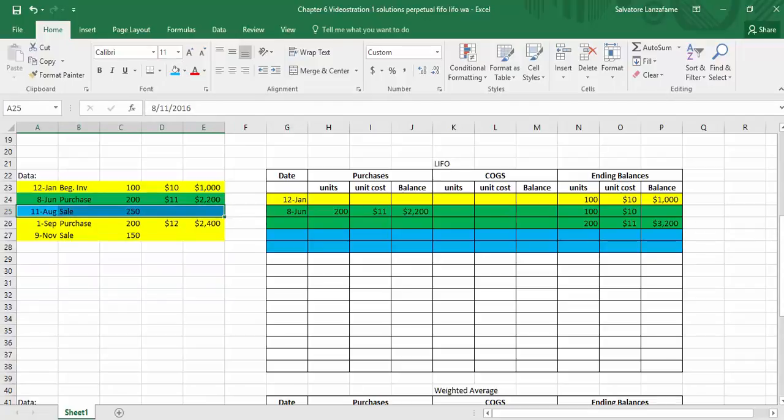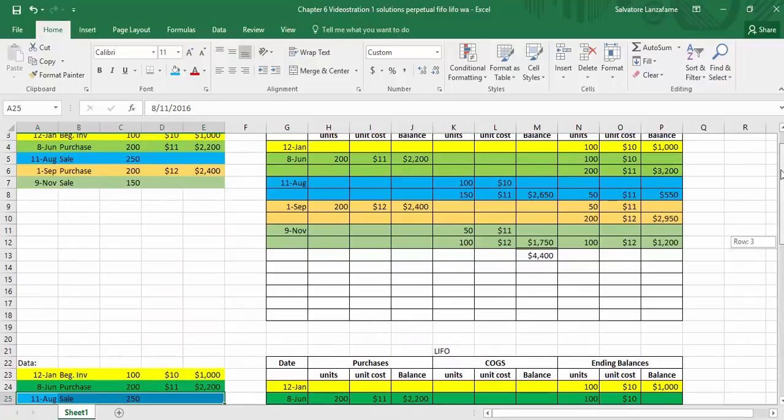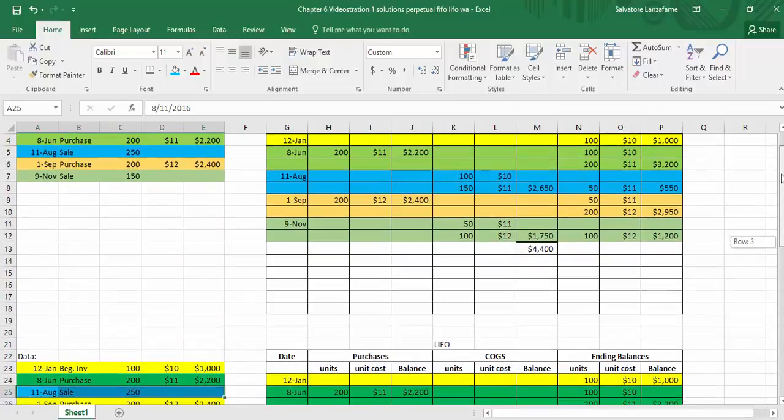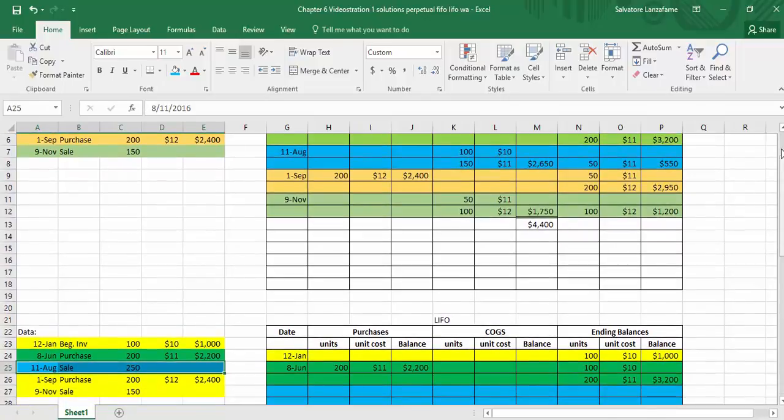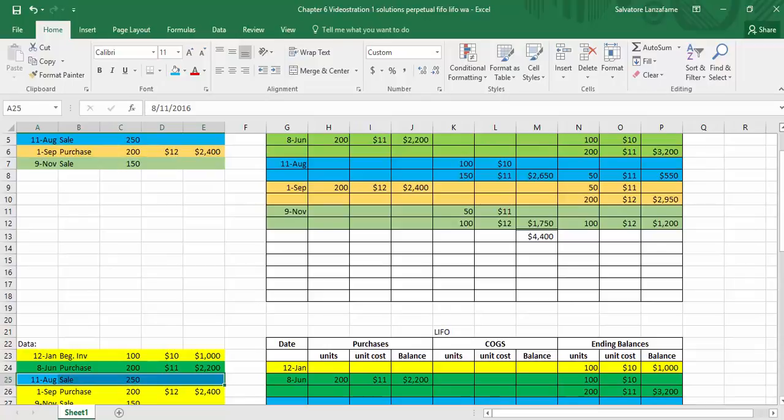So far we have the exact same answer after June 8th as we did up above. Notice 100 at 10, 200 at 11 for 3,200, and we got the same thing. So now you can see them both on the same screen. 100 at 10, 211, 100 at 10, 211. So when you just purchase stuff, your FIFO and LIFO look the same. It's not until you sell that you start seeing some differentiation.